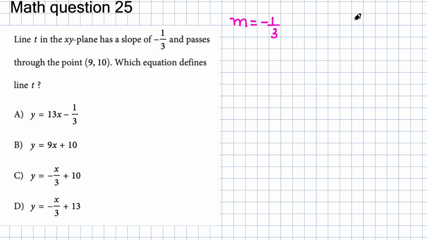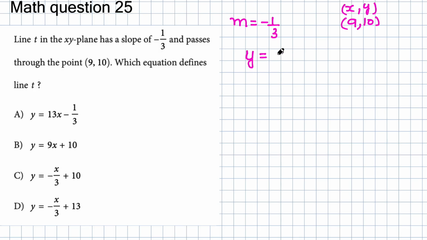Now when it says it passes through the point (9, 10), that means if you plug in the values of x and y in the equation, these will be satisfied. These will be the solutions of the equation. Okay. Which equation defines the line T? That means we have to find the equation of the line T.